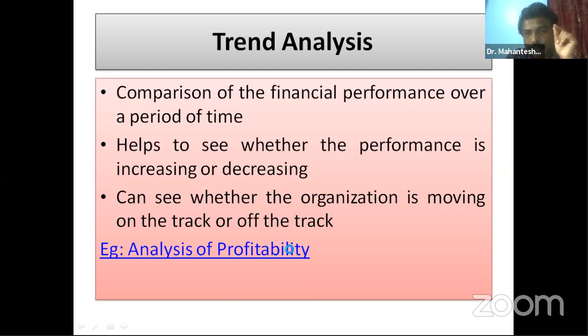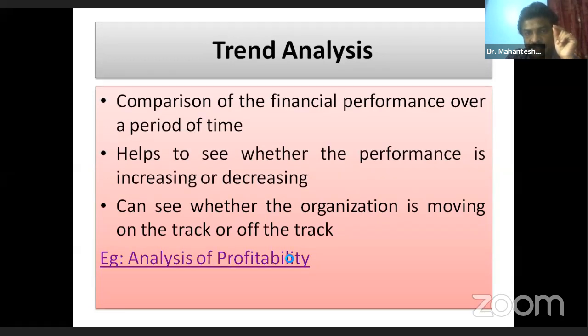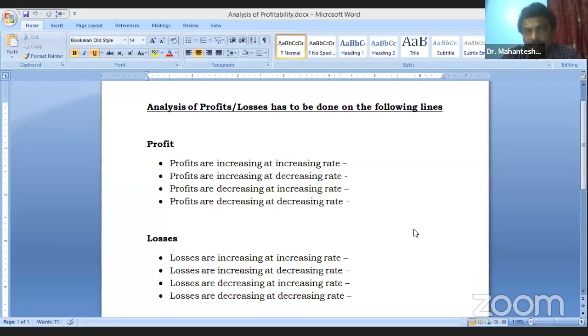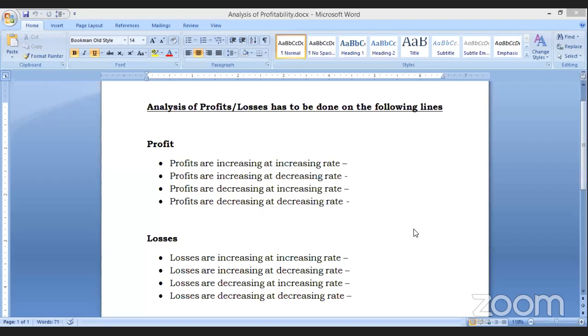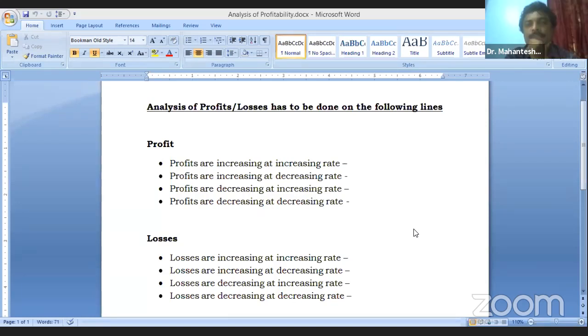I don't know whether this Word document is shared, sir, now or not shared. I think I need to share it again. Let me share. Sir, is the Word document shared now? Yes, sir. Yes, it is shared now. Yeah. So participants, just have a look at this.